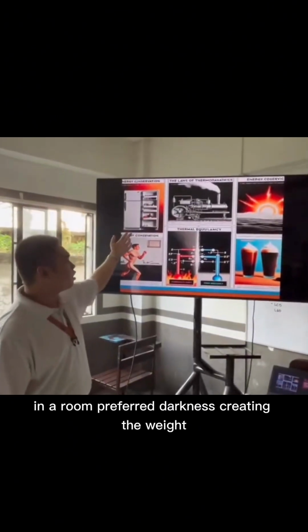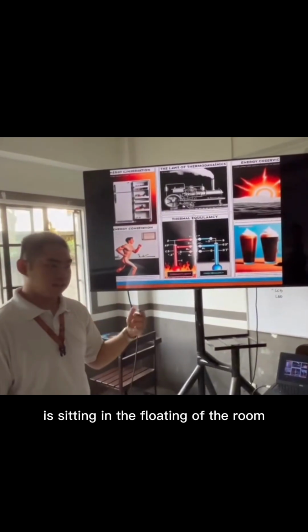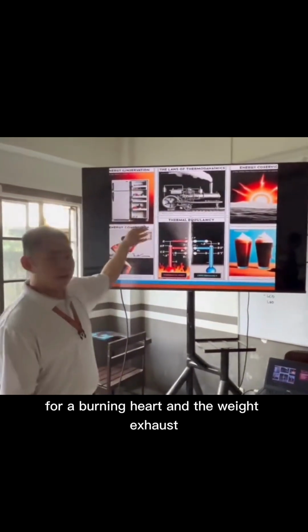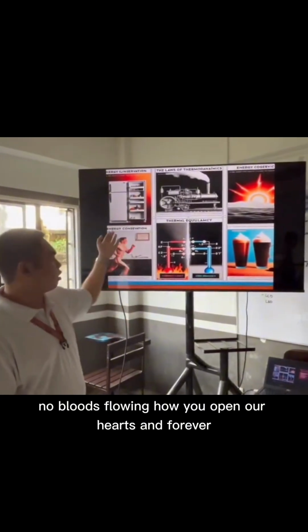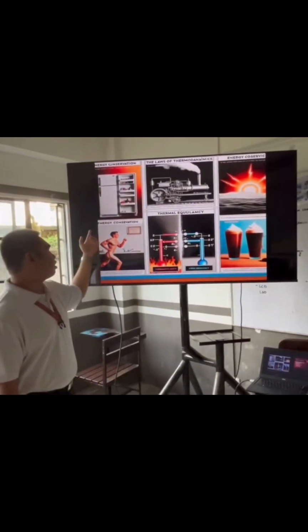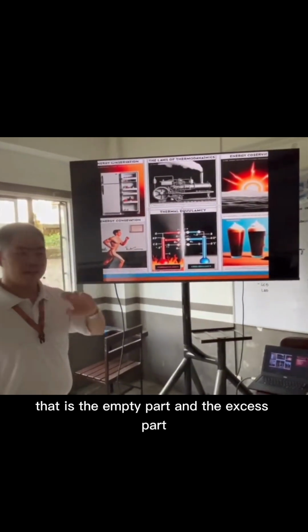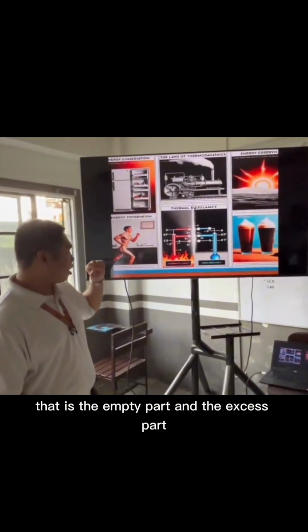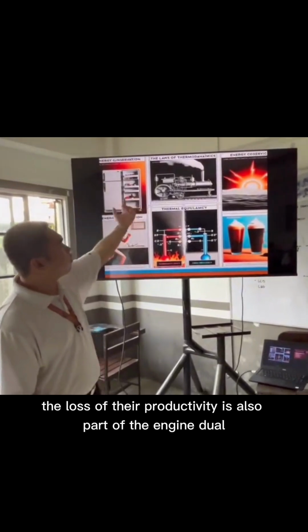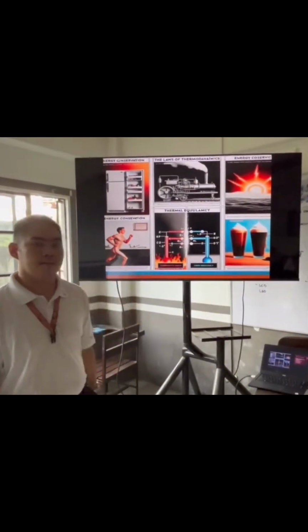In the refrigerator, the intake is the holding of the room for the refrigerator, and the exhaust is the way you open the refrigerator. And for energy conservation, it is how you exhale. That is the intake part, and the exhaust part is the way you release the breath. The law of thermodynamics is also partly on the engine dual.